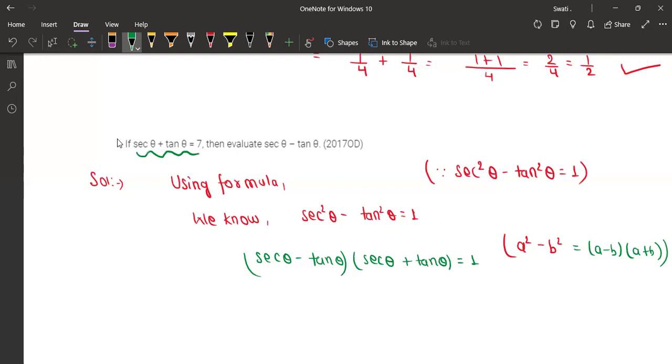So if sec theta plus tan theta is given as 7, that means this is 7. And this is as it is, sec theta minus tan theta, and then times 7 is equal to 1. So what is the value of sec theta minus tan theta? Of course, we can send the 7 to the other side, so it will go in the denominator, or you can say it will get divided. Therefore, the answer of sec theta minus tan theta is 1 upon 7.